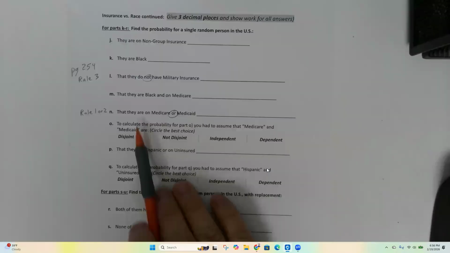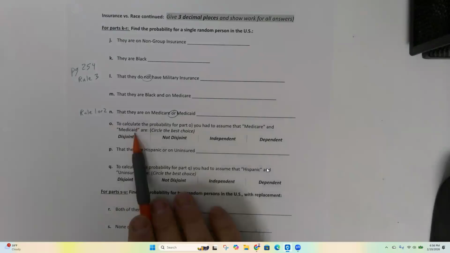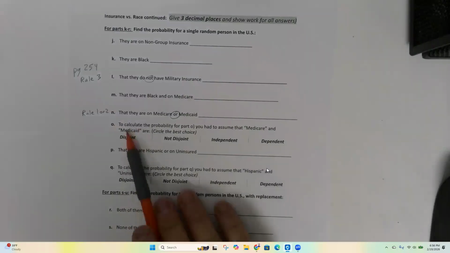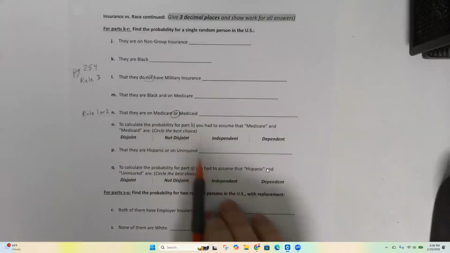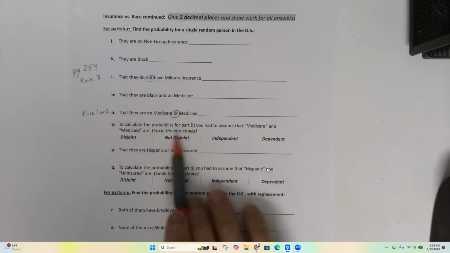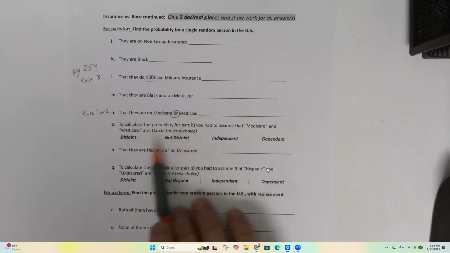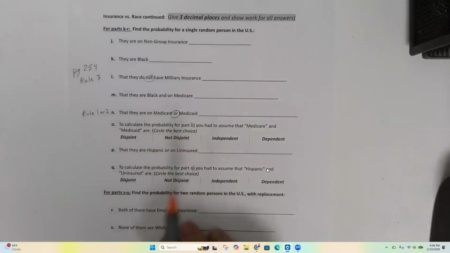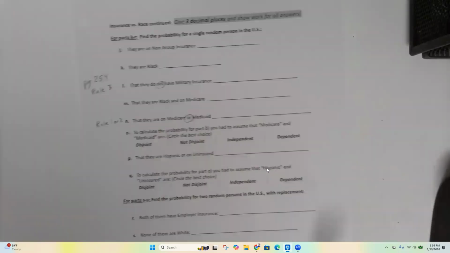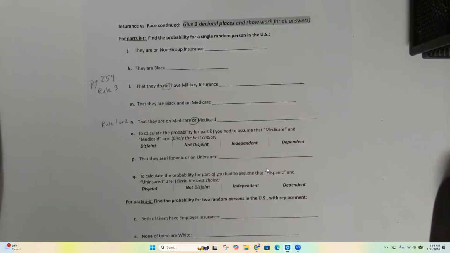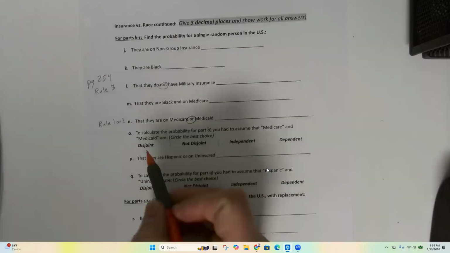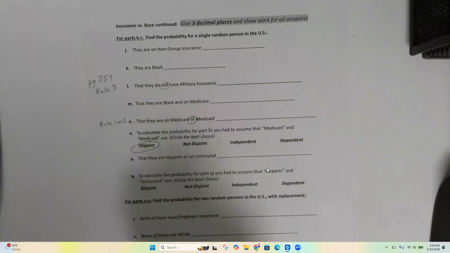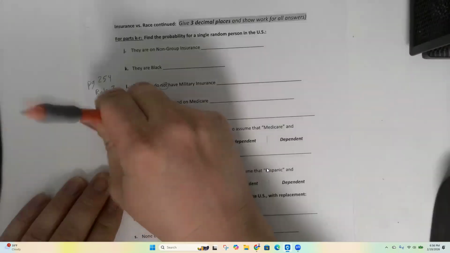To answer question N, it'd be easier if we answer question O first. I don't know why they didn't put it in the right order, but to calculate the probability for part O, this is supposed to be part N. For part N, you had to assume that Medicare and Medicaid are what? Are they disjoint or not disjoint? They're disjoint, yes. So in that case we would use rule 1.